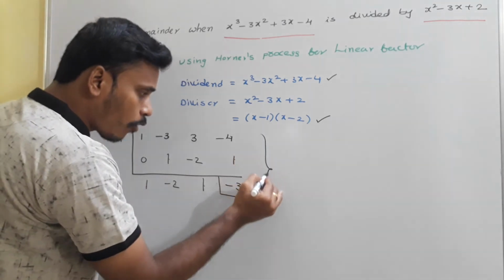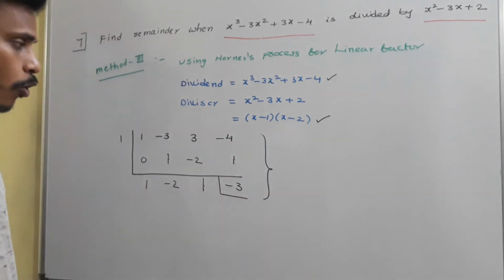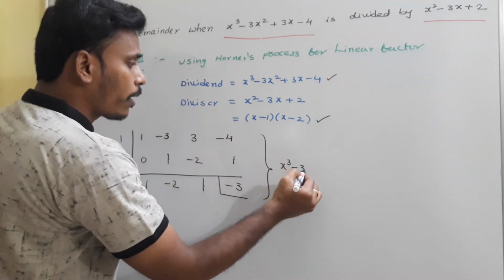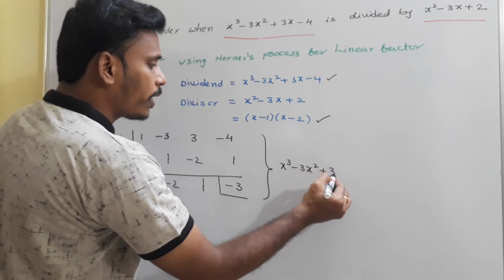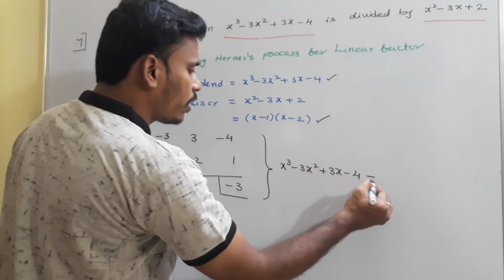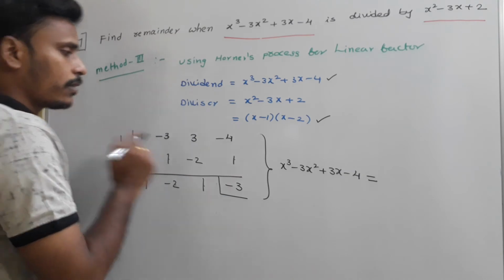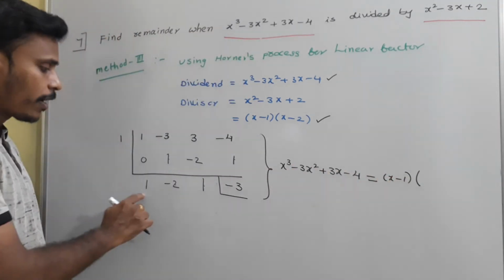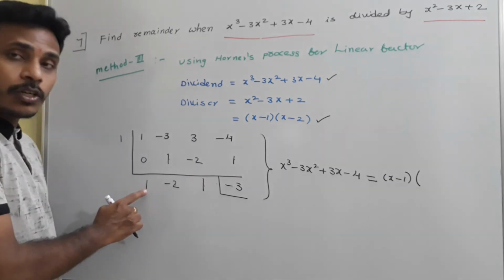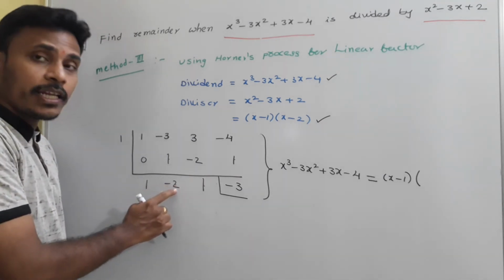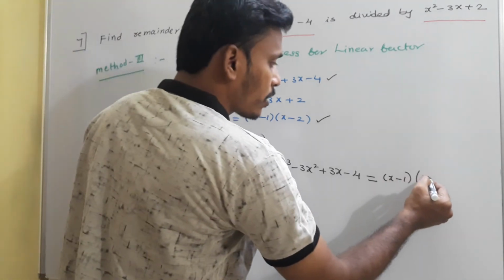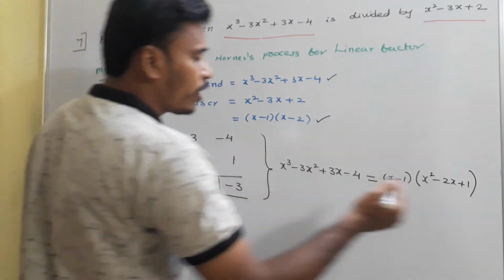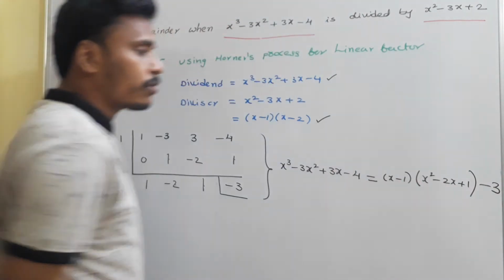So what this step of synthetic division, Horner's process, explains to us is this dividend x cube minus 3x square plus 3x minus 4 is equal to divisor x minus 1 into quotient. What is the quotient? x square minus 2x plus 1. And this minus 3 is the remainder. You just write here it is minus 3.